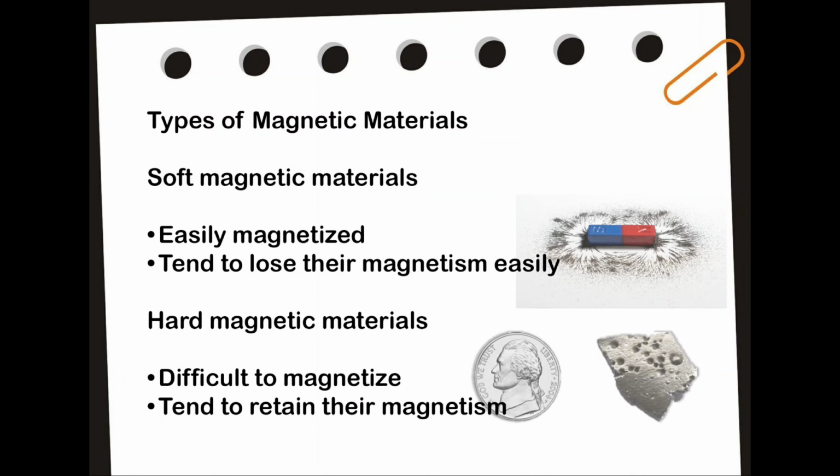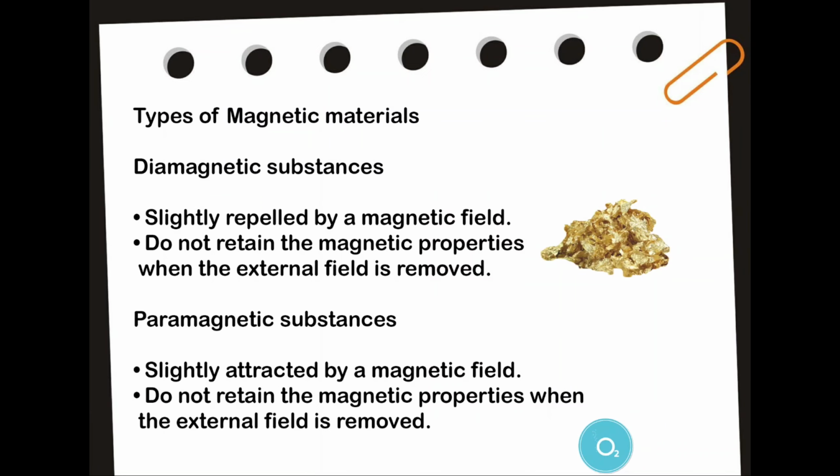Types of magnetic materials. Soft magnetic materials are easily magnetized and tend to lose their magnetism easily. Hard magnetic materials are difficult to magnetize and tend to retain their magnetism. Types of magnetic materials. Diamagnetic substances are slightly repelled by a magnetic field and do not retain the magnetic properties when the external field is removed. Paramagnetic substances are slightly attracted by a magnetic field and do not retain the magnetic properties when the external field is removed.